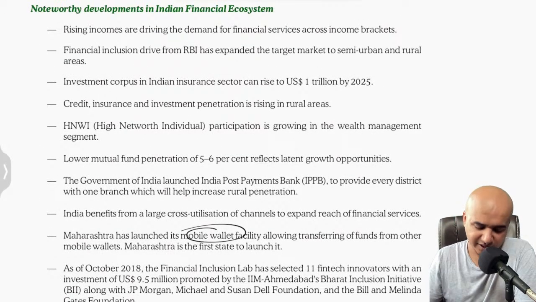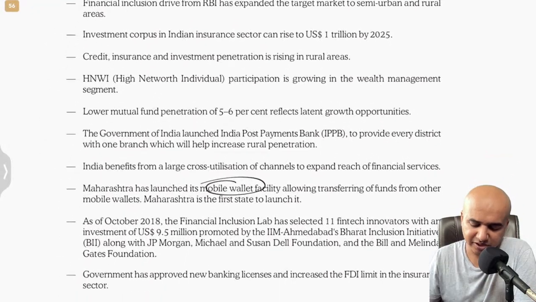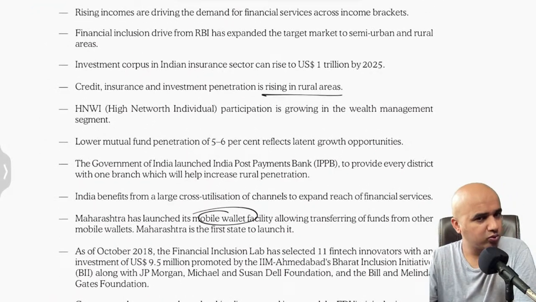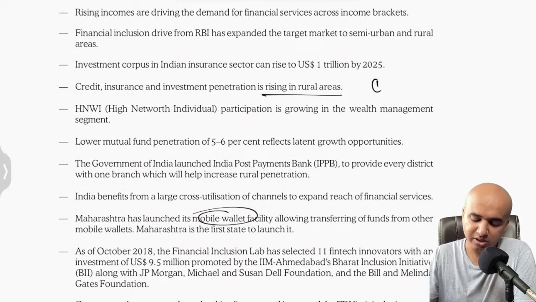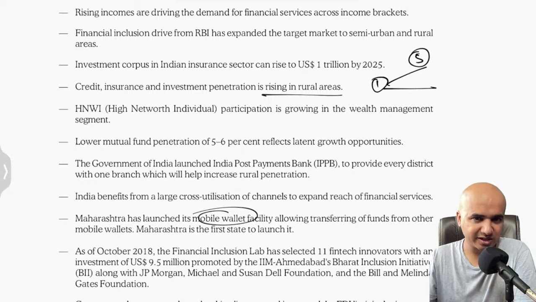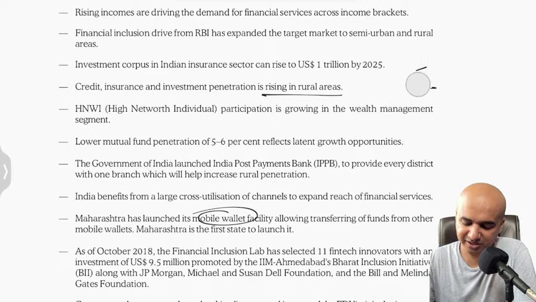For example, they say credit, insurance and investment penetration is rising in rural areas. How do we know? Do you have any facts? Where are the facts? If you say simply rising in rural areas, how much was it earlier? Let's say 1. How much is it now? Let's say 5. This is how we will know that it is rising in rural areas. If you simply say rising in rural areas, it doesn't really make any sense. And you should also not be unduly worried or take anything of that sort seriously.